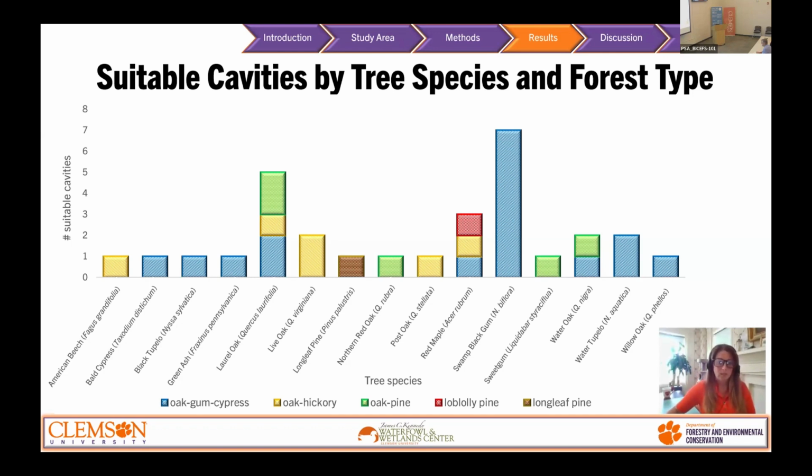This graph shows the 31 suitable cavities by tree species, which are along the x-axis, and forest type, which is indicated by the color and the design of the bar segments. Cavities occurred most frequently in swamp blackgum, or Nyssa biflora, and laurel oak. I found 18 cavities in the oak-cypress forest type, which is all of the blue, followed by 6 in oak-hickory, which is in yellow, and 5 in oak-pine, which is in green. Longleaf and loblolly pine stands each had 1 cavity, but the loblolly cavity shown here in red was in a red maple. It was not in a pine.